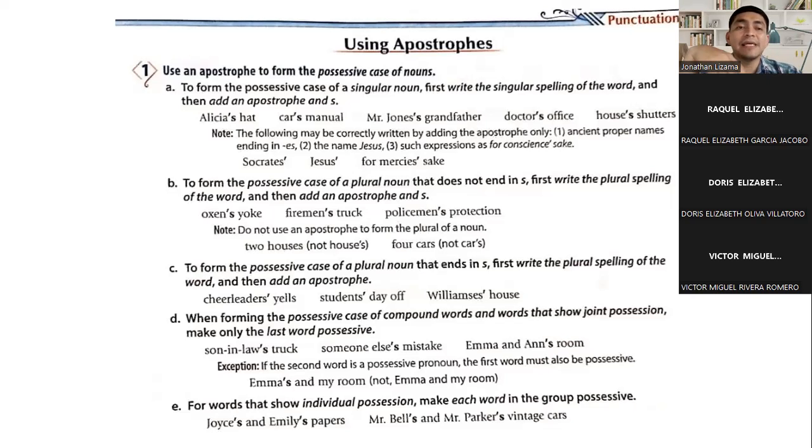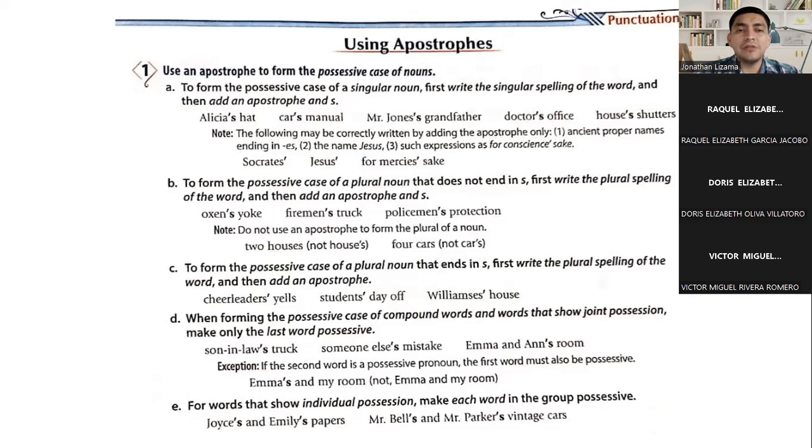It's the same in this case. Alice's hat, Alice's is an adjective. Karen's manual, Karen's is an adjective. Mr. John's grandfather, Mr. John's is an adjective. Doctor's office, doctor's is an adjective. Houses, showers, houses is an adjective.